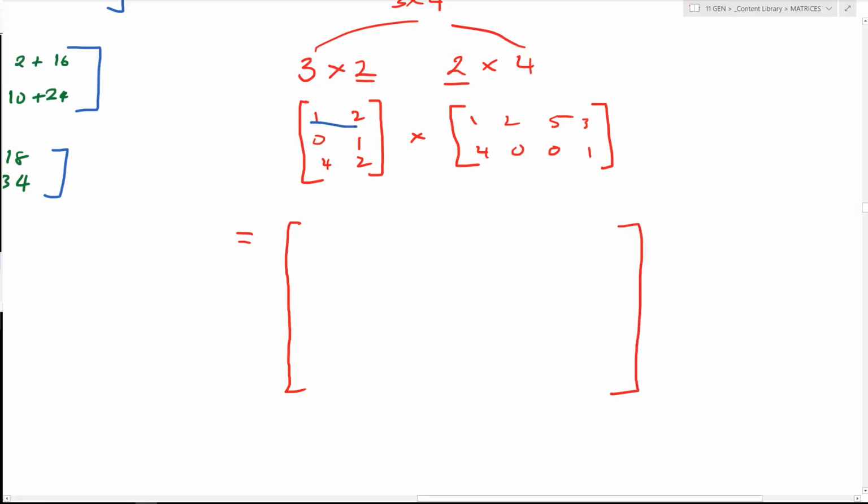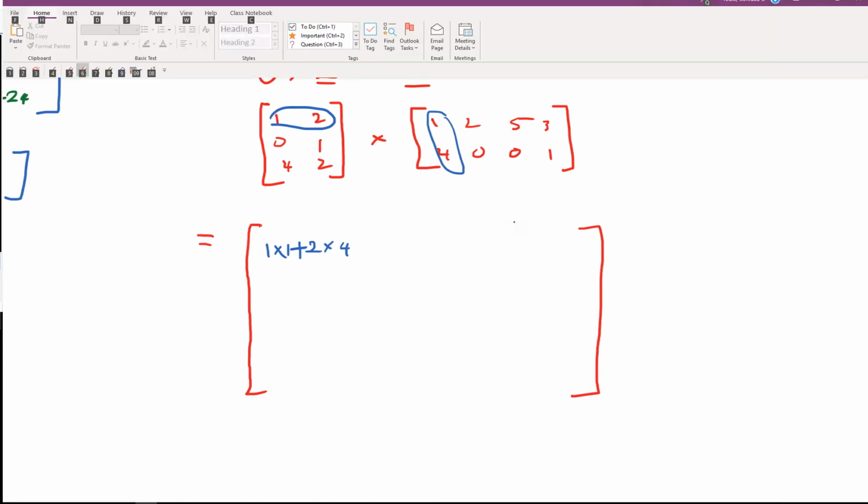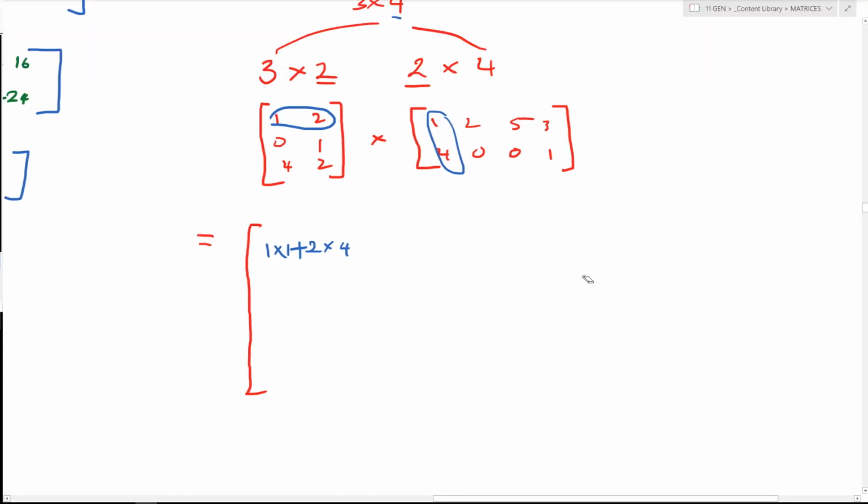So remember, the principle is row by column. So 1 times 1 is obviously 1, but I'll put that in. Plus 2 times 4. Okay, that's the first part. Easy. Remember, the answer of this matrix is going to be a 3 by 4. So there's already my first column. I need to have 4 columns in this because the answer has to be a 3 by 4. I might extend this a bit. Okay, we're all the way here.